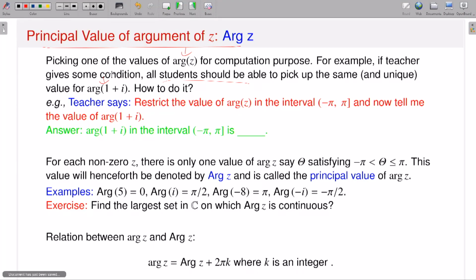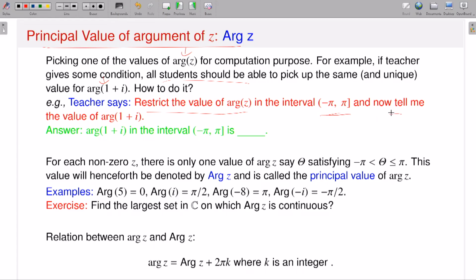How to do that? Restrict the value of small arg. Small arg is set valued, many values are there. You take the value from the set small arg of z which lies in the interval minus pi to pi. This is my rule. So you cannot take any arbitrary value from small arg of z. You should pick the value in the set small arg of z which lies in the interval minus pi to pi. Now tell me, what is the capital arg of 1 plus i? Then you can easily calculate.